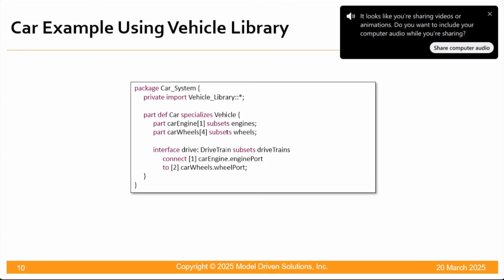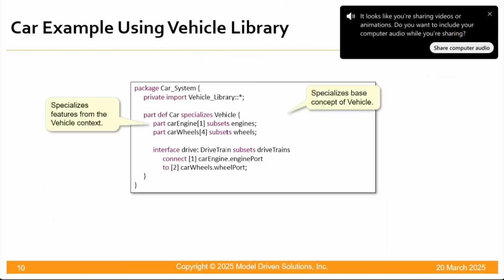So what we have here is that we're taking the base class, which is the concept of a vehicle, and then we are specializing the features from that context. So if I didn't do anything, it would just get inherited. But what I'm doing is saying that for a car, I only want to have one engine and 4 wheels, and 2 of those wheels specifically are going to be driven. But now I've got a template.